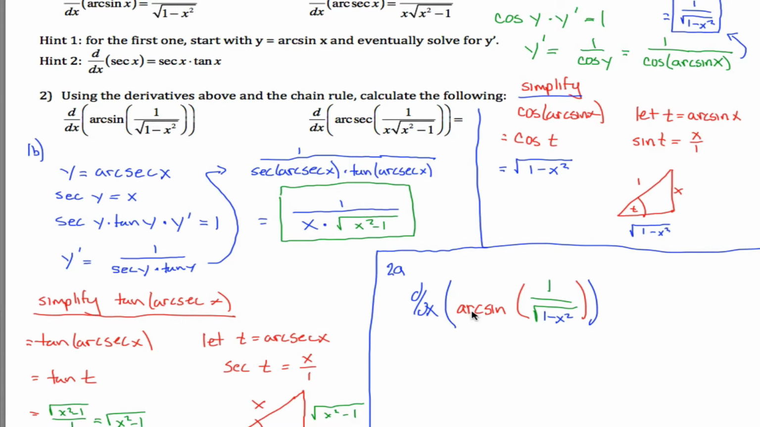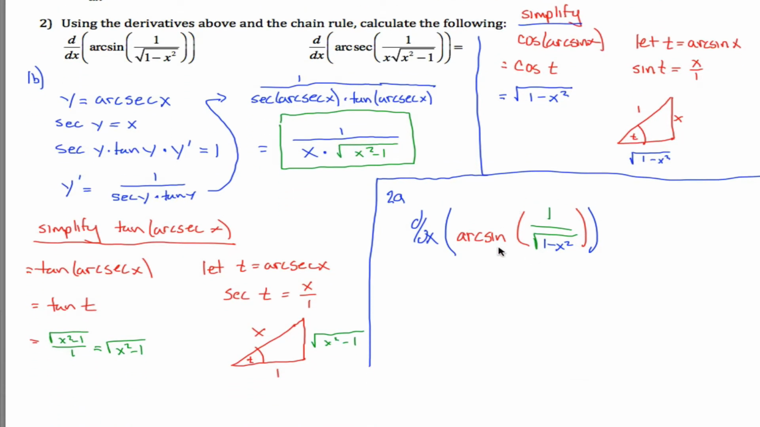I got this outermost function, the arcsine of something, and then to figure out that derivative of that something, I'm going to have to use some other rules. The challenge with this problem is that the function that's being composed with arcsine of x is the derivative of arcsine of x, which makes it hard to keep track of what goes where. But let's give it a shot. The derivative of arcsine of this thing.